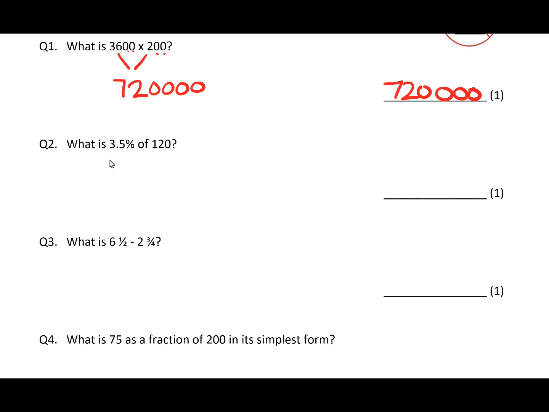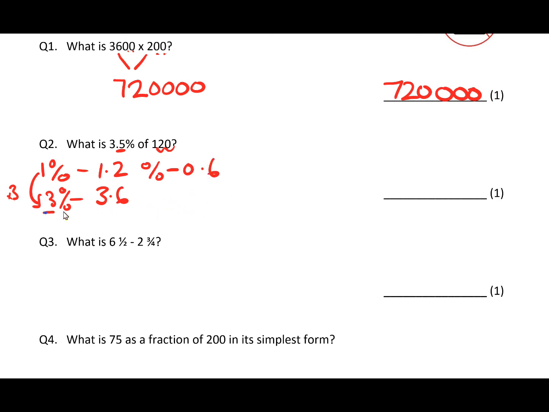Question 2. What is 3.5% of 120? You're a level 2 student, therefore we know the 1% rule. So we know 10% is 12 and 1% is 1.2. We don't want 1%, we want 3%. So we multiply 1.2 by 3 to get 3.6. Now we also need the 0.5%. So 0.5% is half of 1.2, which is 0.6.